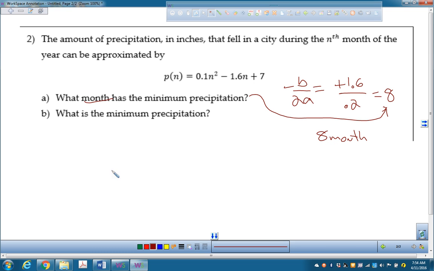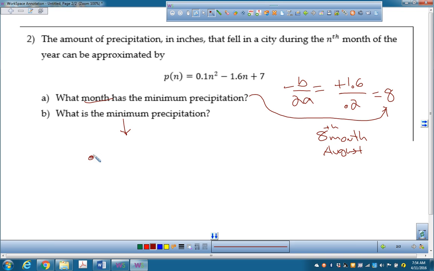What month? So make sure you answer the question. What is the 8th month? August, okay? So you have to say 8th month, which is August, okay? And then what is the minimum, how do you say that word? Precipitation. Precipitation. You plug that 8 in.